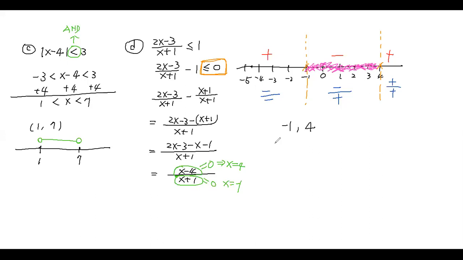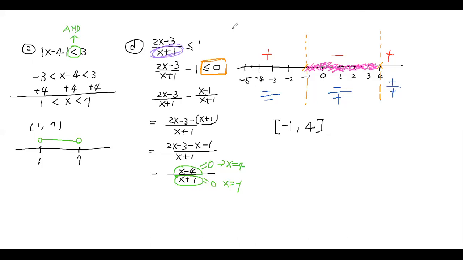So now let's take a look. I'm using the bracket or parenthesis. Because this is equal, so I will use a bracket here. And for this side, if I use a bracket, that means x will be equal to -1. But I know that x cannot be -1. Why? Because -1 is not in the domain, right? So x cannot be -1.